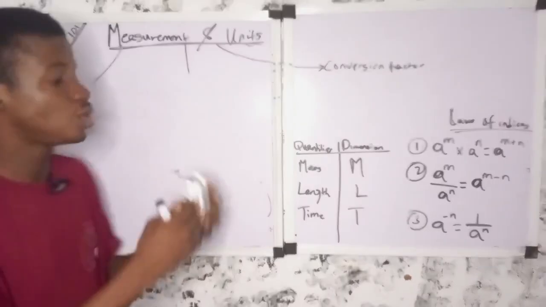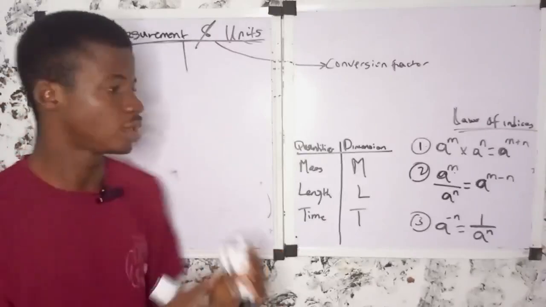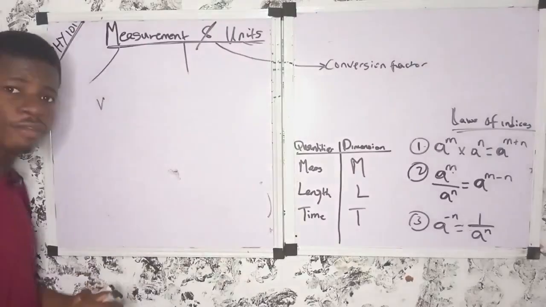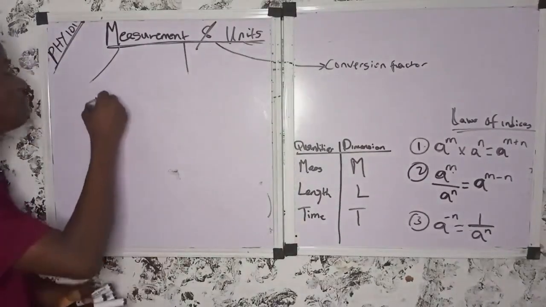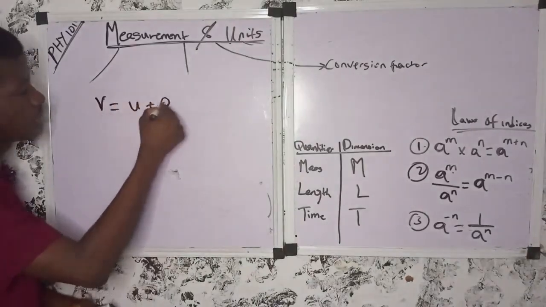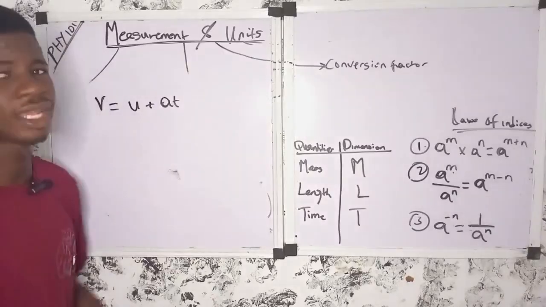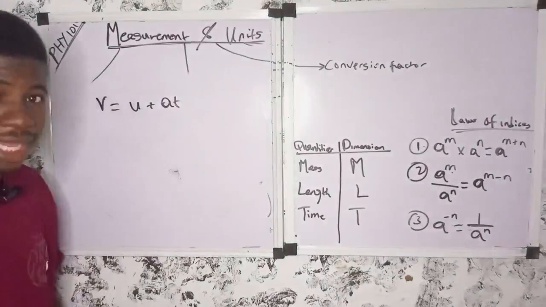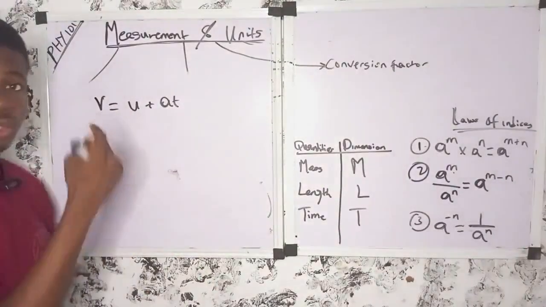And dimension just tells us whether an equation is correct or not. Let's dive deeper. Now the very first equation of motion is V equals U plus AT, right? Yes. What is the application of dimension? Application of dimension is to tell you whether this equation is correct or not. If this equation is correct, you will know with dimension. If it's not correct, we also know.